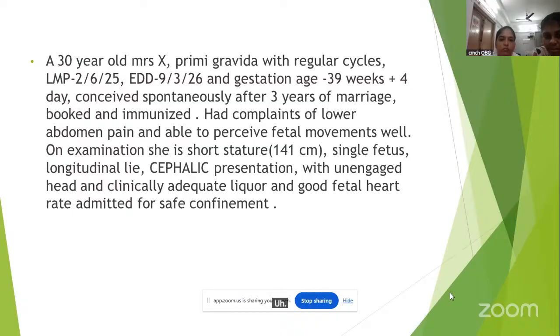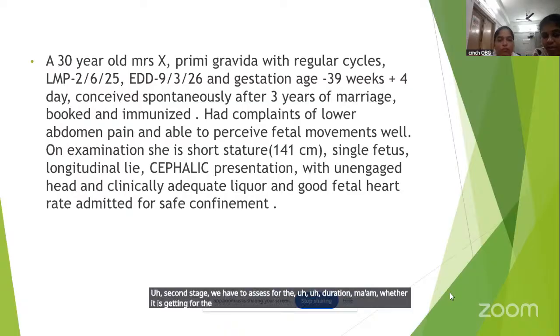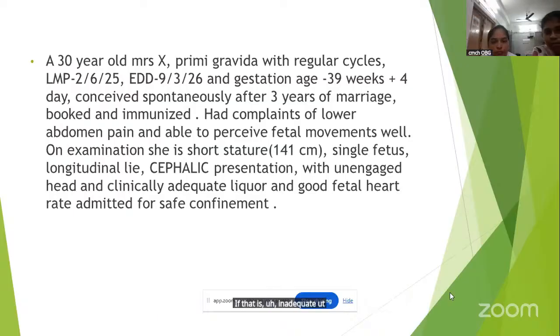Second stage, we have to assess for the duration, ma'am, whether it is prolonged labor or a good progression of labor. If there is inadequate uterine contraction, we go for augmentation. What about syntocinon?